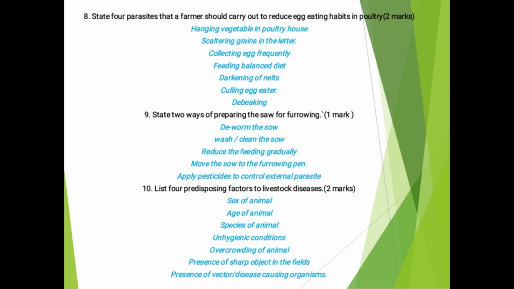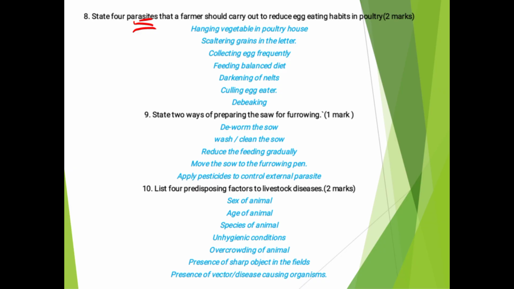Question 8. State 4 practices that a farmer should carry out to reduce egg-eating habits in poultry. Now, egg eating is a vice, a bad character that we don't want to happen in poultry. So how do we control that?